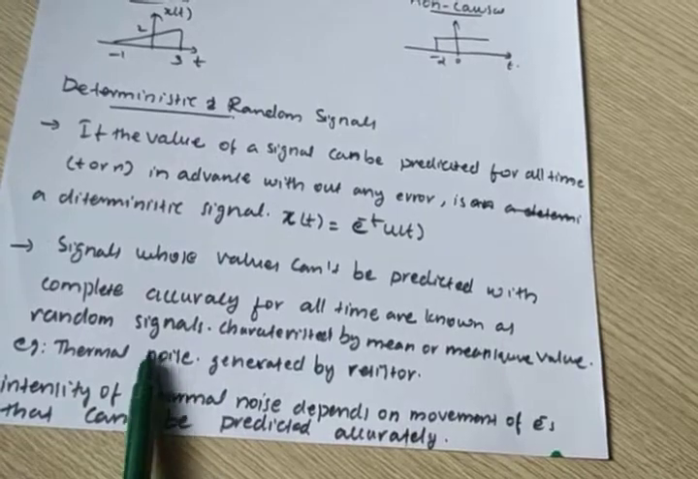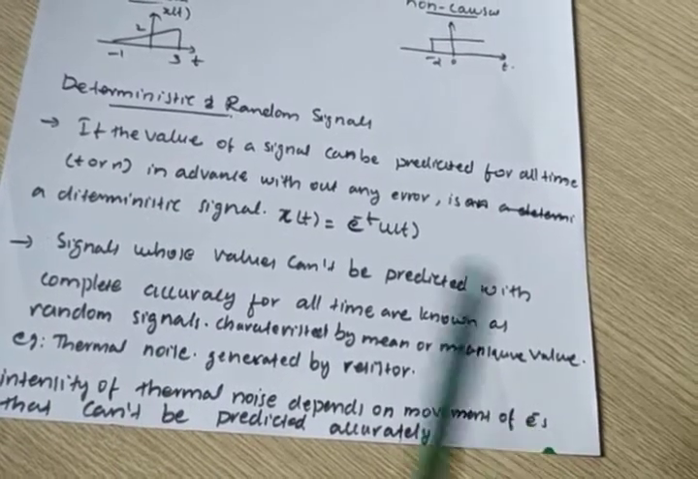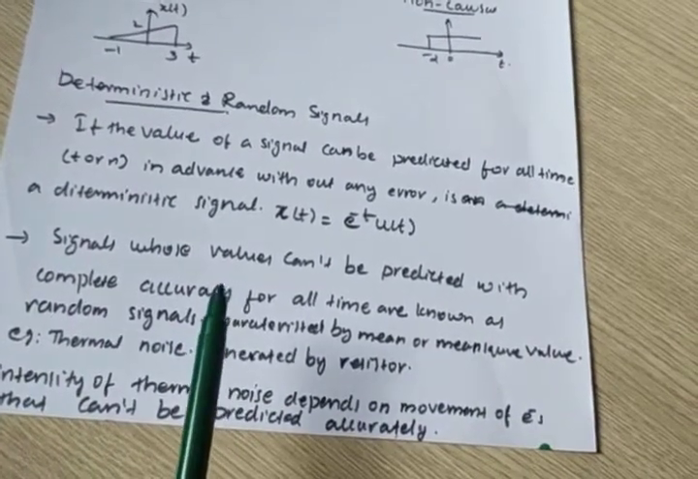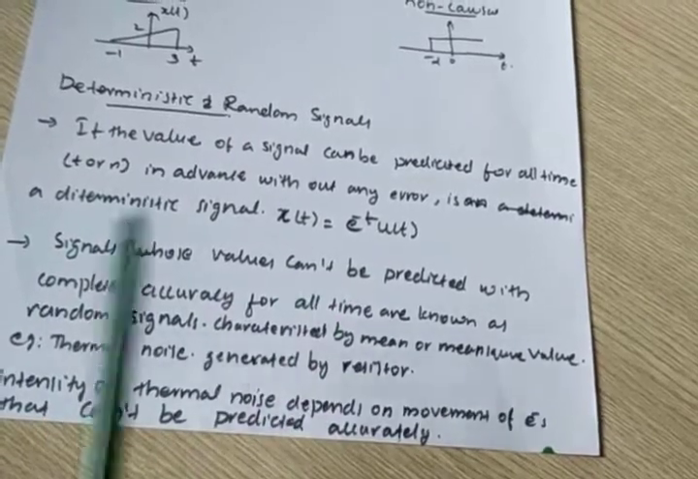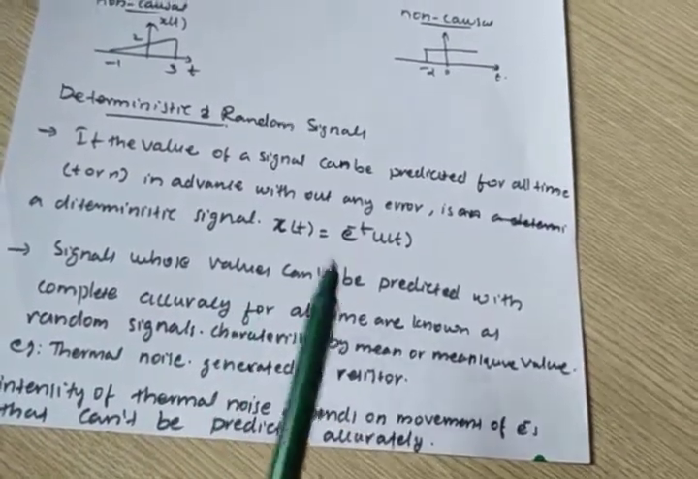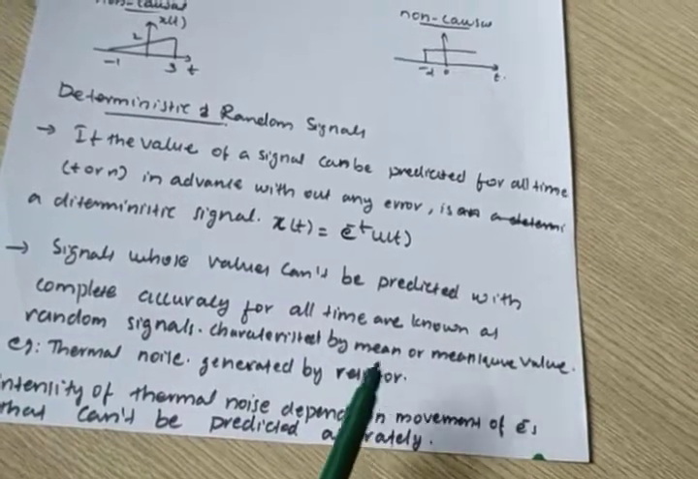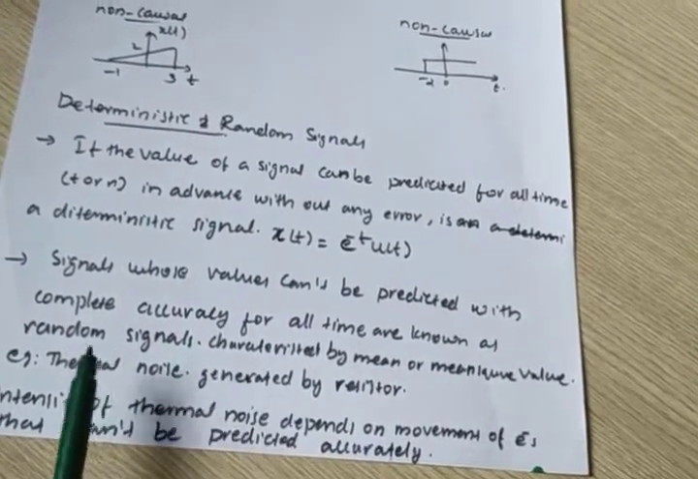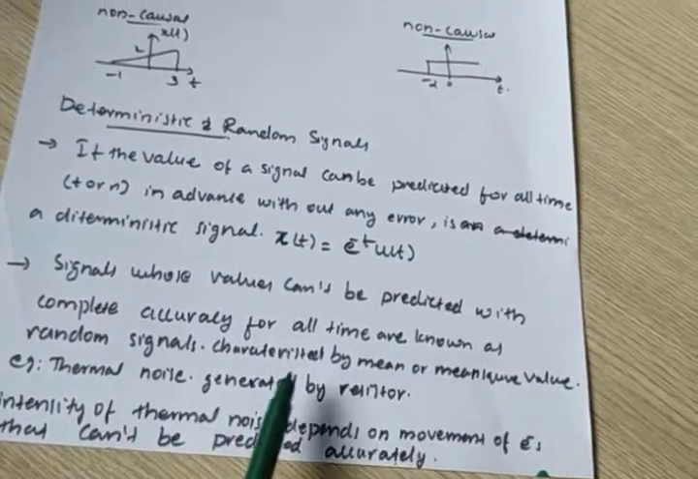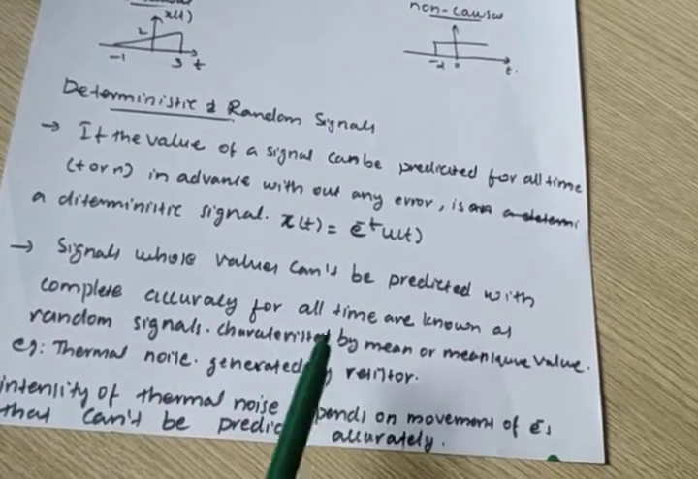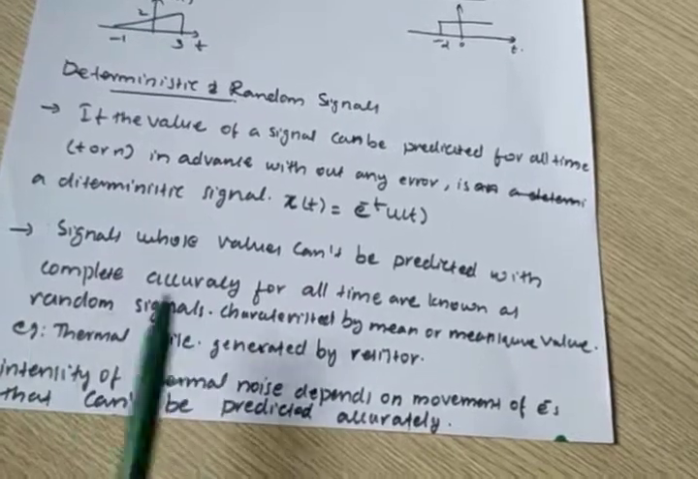See, the intensity of thermal noise depends upon the movement of electrons in the resistor. Can we predict the movement of electrons? No, we cannot predict the movement of electrons. So the intensity of the thermal noise we can't predict. Such a type of signal is a random signal. That means the value cannot be predicted accurately for all instants of time or some instants of time.